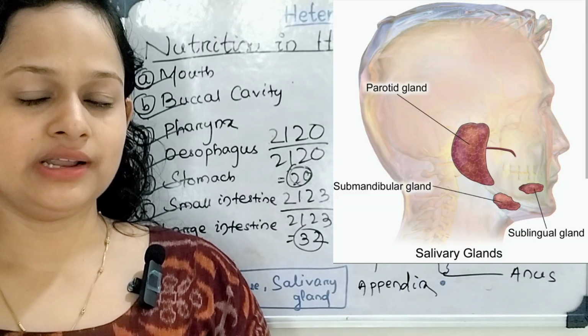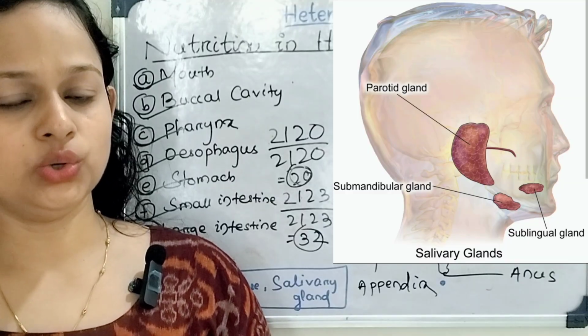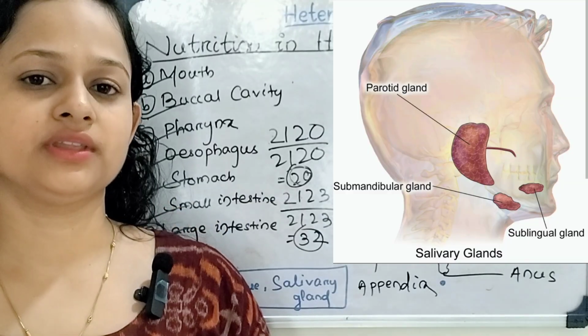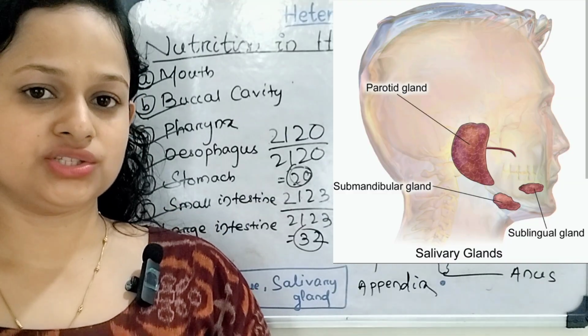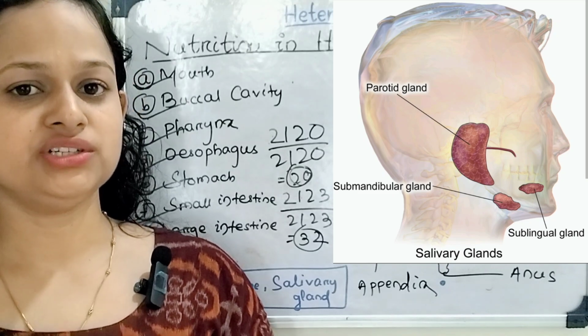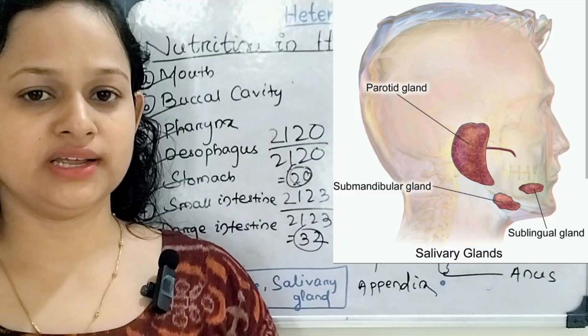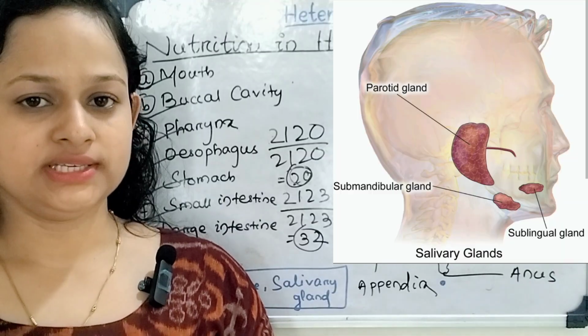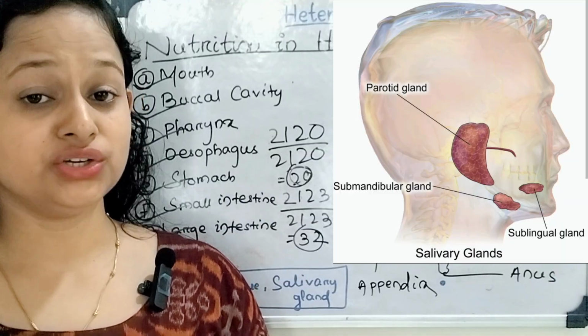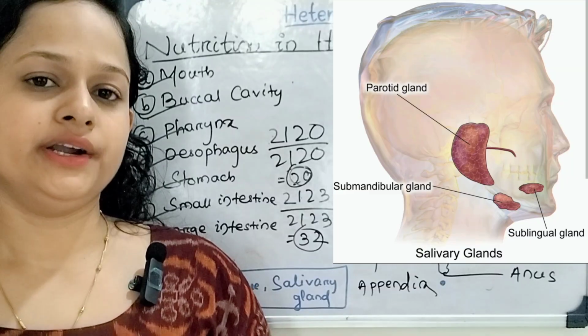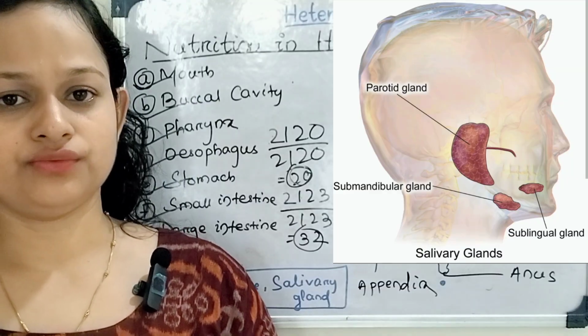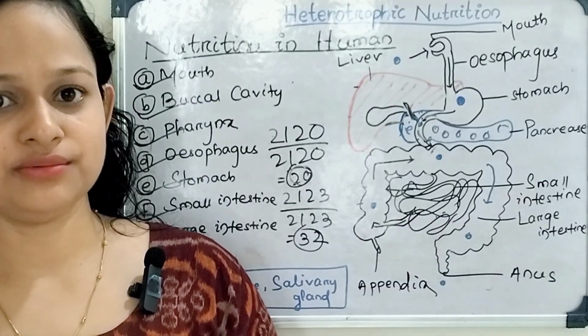The parotid gland is present near the ear, and the submandibular gland is present just below the tongue. Then the sublingual gland is present on each side near the lower jaw. The function of these three types of salivary glands is to secrete saliva.